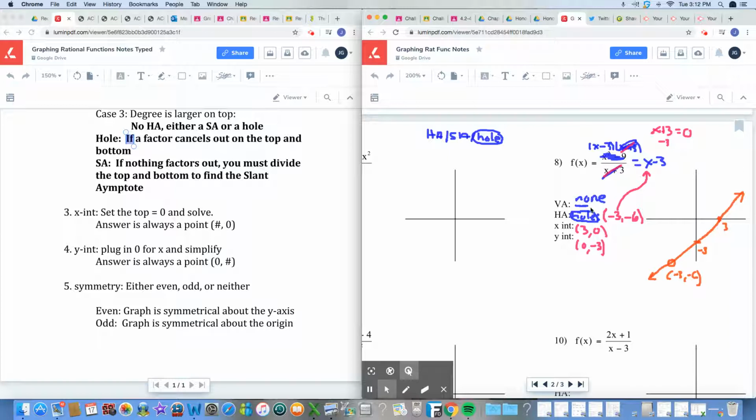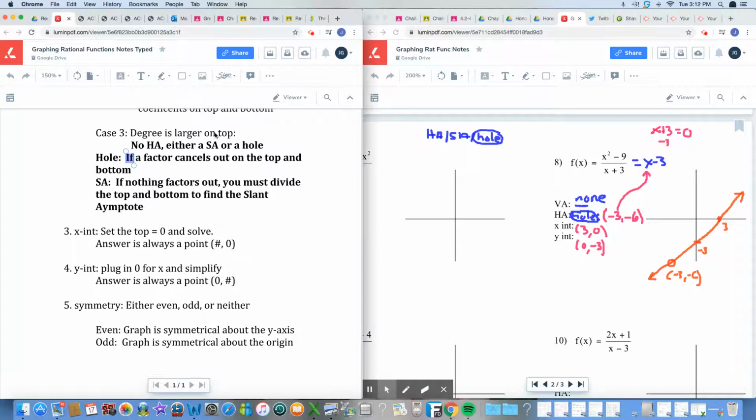All right. So just to recap that, I'll just erase all this real quick. By just looking at the function, we know it's going to be the third case, right? Because the degree is larger on the top than it is on the bottom because 2 is bigger than 1. So there's no horizontal asymptote. It's either a slant asymptote or a hole.